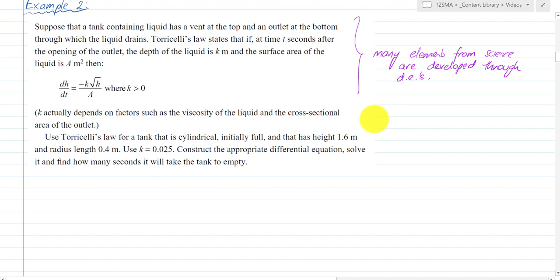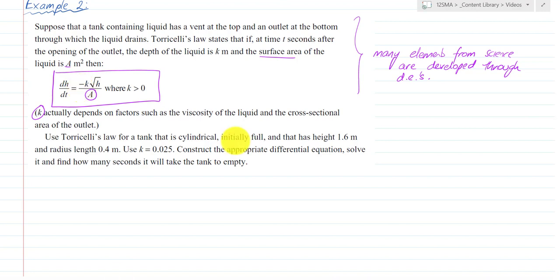So here's the question. It's to do with a context to do with Torricelli's law, and Torricelli's law is there, and you might know nothing about Torricelli's law, and this can scare some people off from questions, but we've been given the rate of change. We've been given the differential equation, and we've been told K is a constant to do with viscosity of liquid and cross-sectional areas, but that doesn't matter to us. We know A is also a constant because A is the surface area of the liquid. So A and K presumably are constants that we're going to be looking to find.